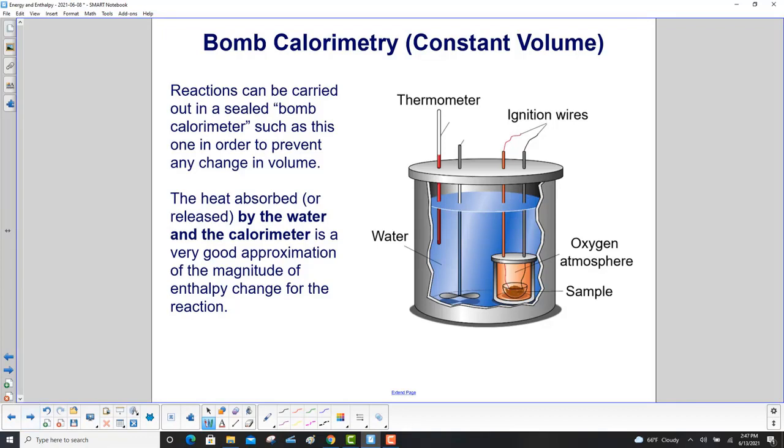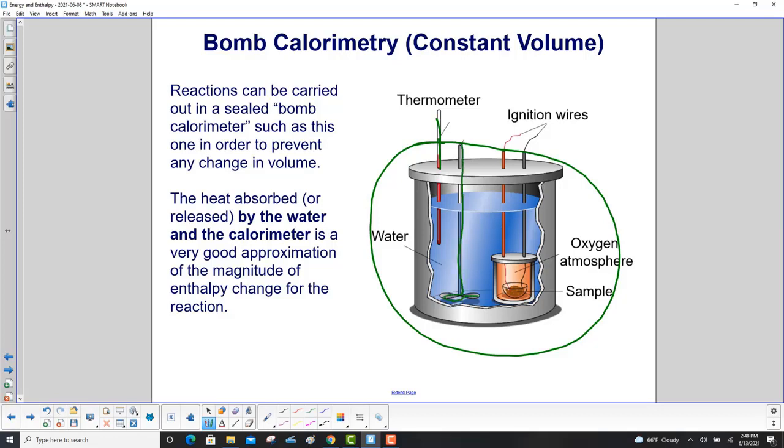Reactions can be carried out in a sealed bomb calorimeter, such as this one, in order to prevent any change in volume. The heat absorbed or released by the water in the calorimeter is a very good approximation of the magnitude of the enthalpy change for the reaction. So you can see here's our enclosed container. Thermometer goes through a narrow hole. We have something here to stir things up, and we have ignition wires here to burn stuff.